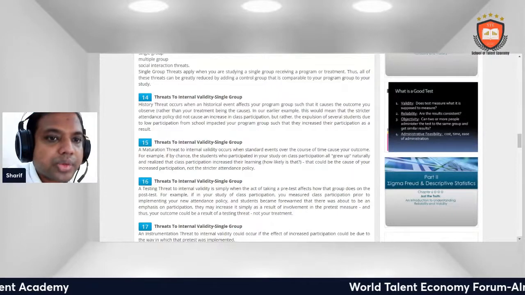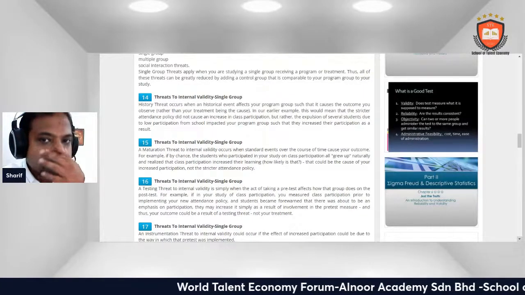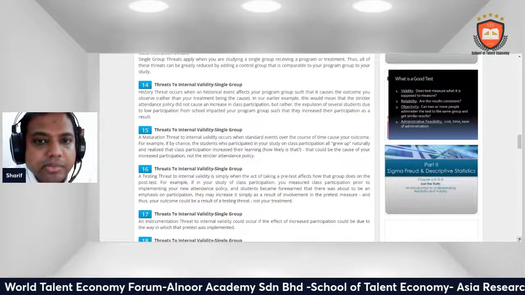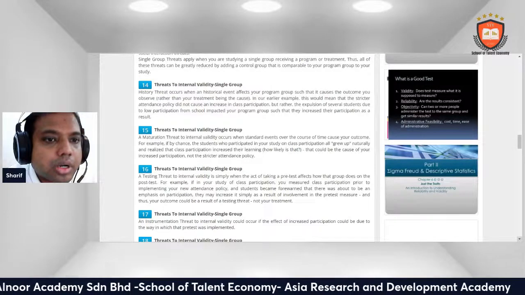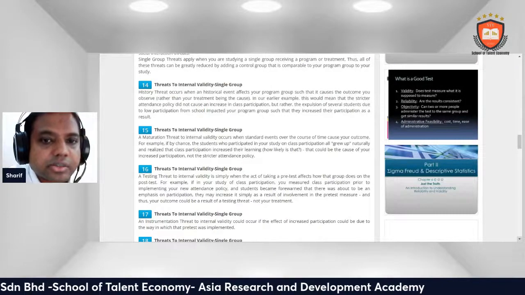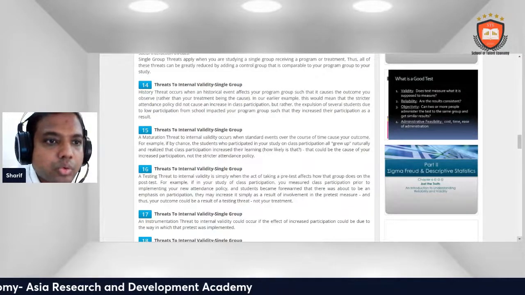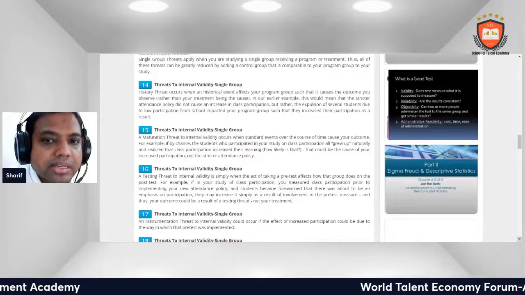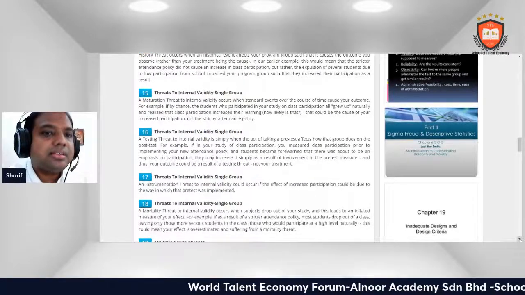Threat to internal validity, single group: the history threat occurs when a historical event affects your program group such that it causes the outcome you observe. In our earlier example, this would mean that the strict attendance policy did not cause an increase in class participation, but rather the expulsion of several students due to low participation from school impacted your program group, such that they increased their participation as a result.